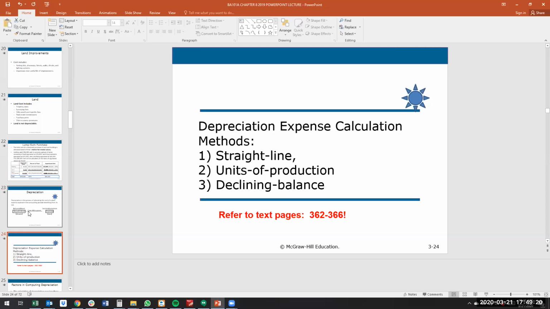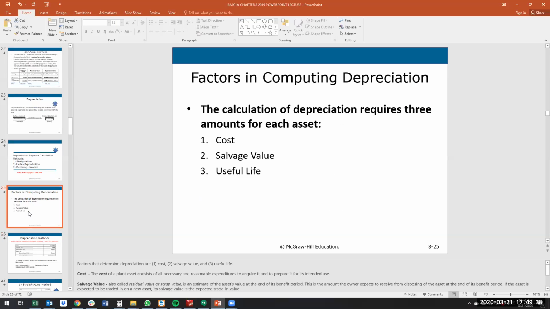We've talked about the straight line method in detail before, right? Straight line method is just debit depreciation expense, credit accumulated depreciation. Journal entries are going to be the same, but straight line is simple. It's just equally over the term of the asset less the salvage value. But units of production and declining balance are a little more complex. We're going to go into that today. So, factors in computing depreciation.